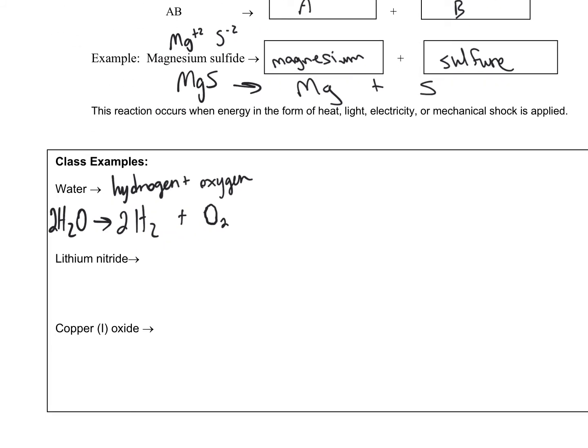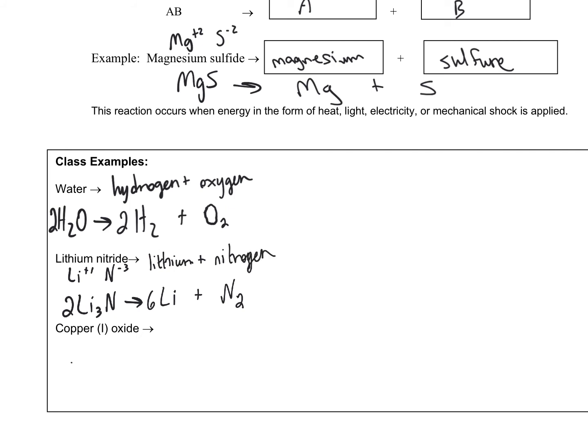Next up is lithium nitride. We know that Li is +1 because it's in group 1. Nitrogen is -3, so my compound would be Li3N. Well, that's going to decompose into lithium plus nitrogen, but you got to, again, remember that nitrogen is a diatomic. So I throw a 2 in front of Li3N to give me 2 N's, and a 6 in front of Li to give me my 6 Li's. And I finish my word equation, lithium plus nitrogen.